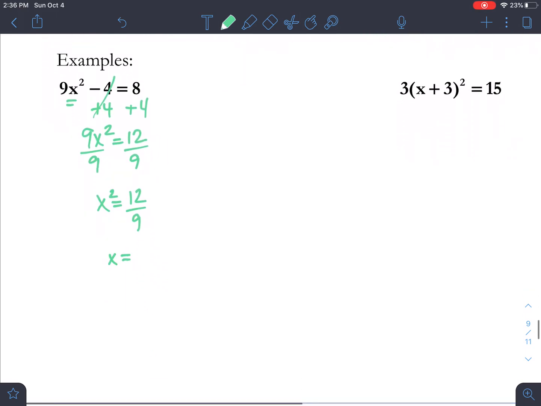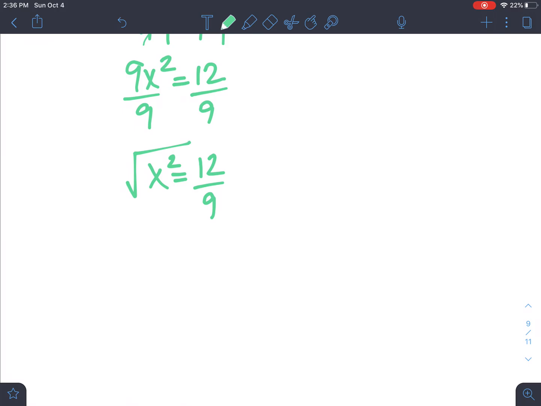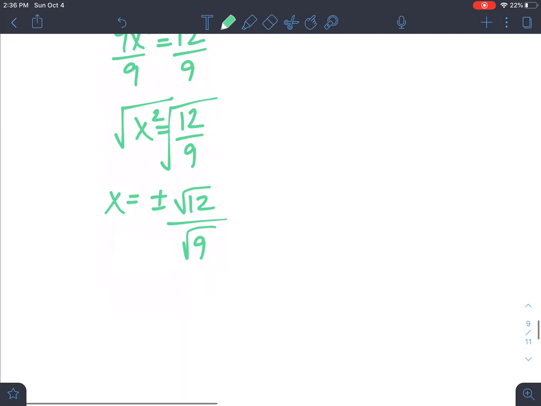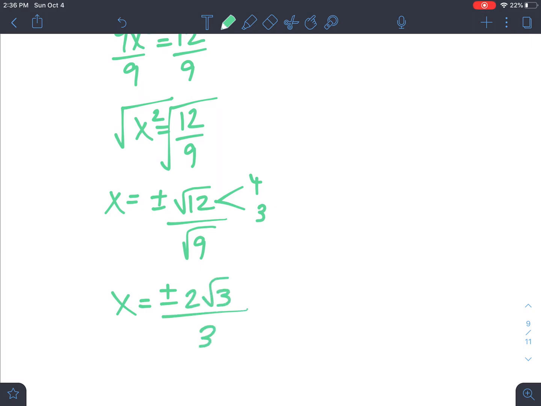I suppose I could rewrite this. Actually, I might leave it. I'll show you why. 12 ninths. We'll leave it like that for a second. And what we're going to do now is take a square root. When you draw in the square root, okay, you need a plus or minus. So plus or minus. And remember, when we take the square root of a fraction, we can do the square root of 12 over the square root of 9. So you can see why I chose to not simplify it, because instead of rationalizing, now I just get to do plus or minus. This would be 2 root 3, and then divided by 3.